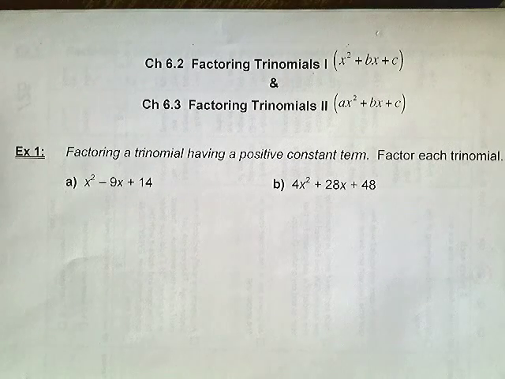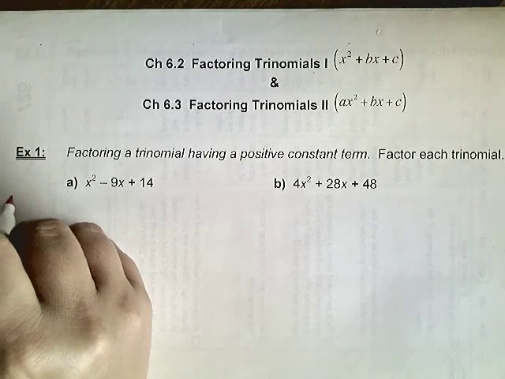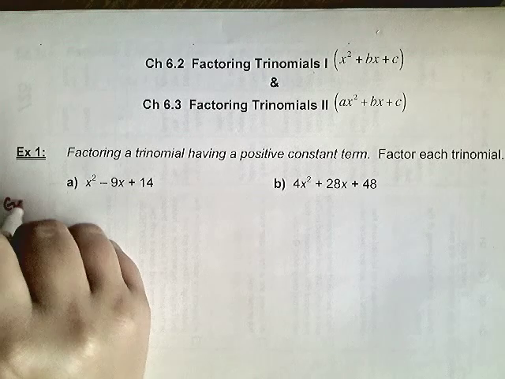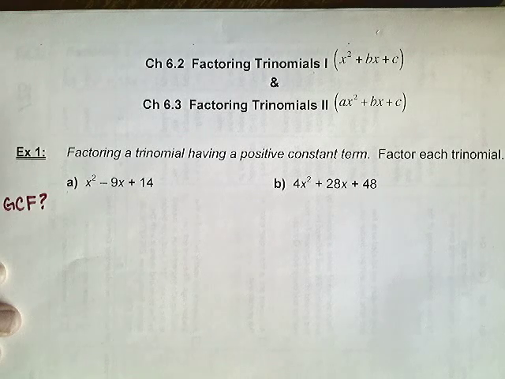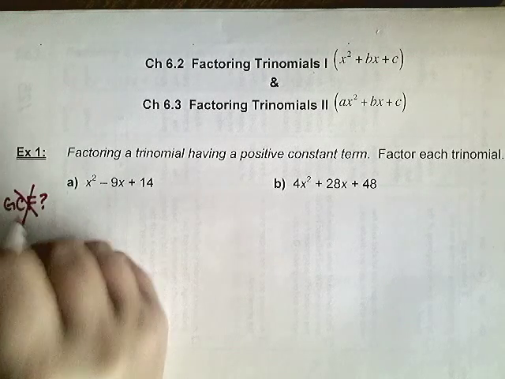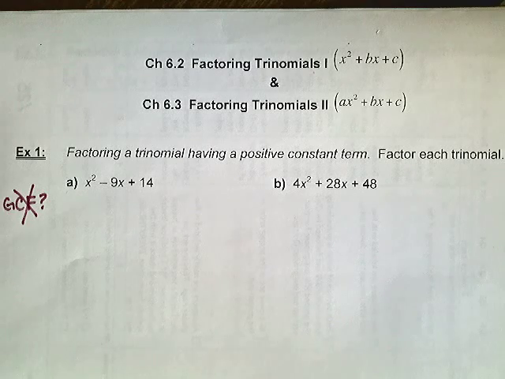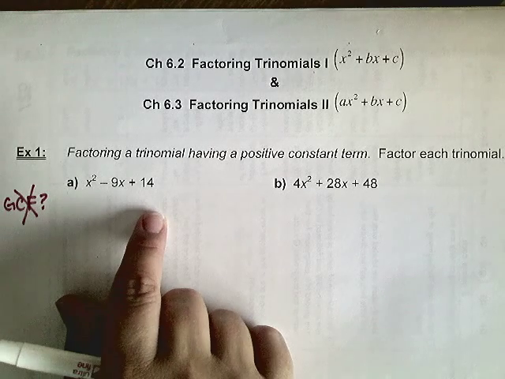So what we're going to do, and this is exclusively when we have 3 terms, the first thing we do, because we're asked to factor, is we are going to factor out the GCF. That's always what we look for first, regardless of anything else. So again, we ask ourselves, do we have a GCF? And the answer is big fat no. There is no GCF to x squared minus 9x plus 14.